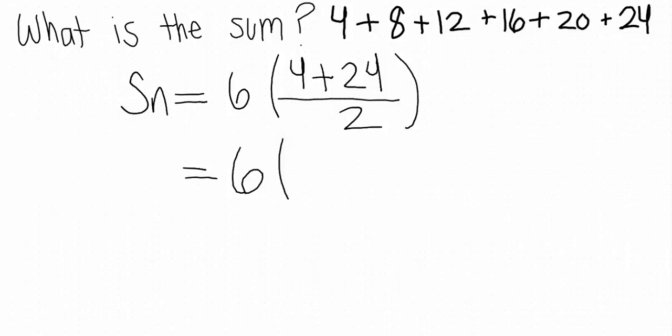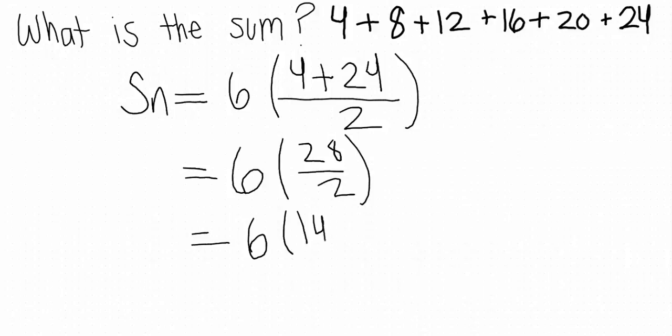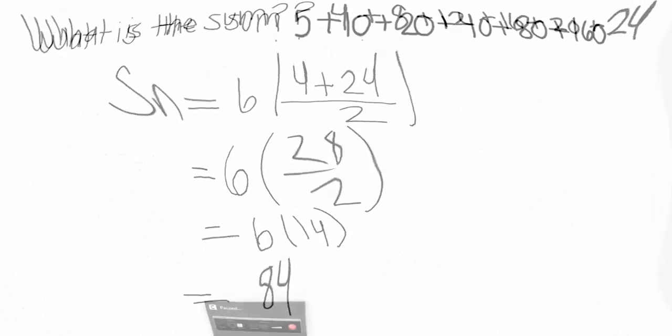Four plus 24 equals 28. Divided by 2 equals 14. 14 times 6 equals 84. The sum of this is 84.